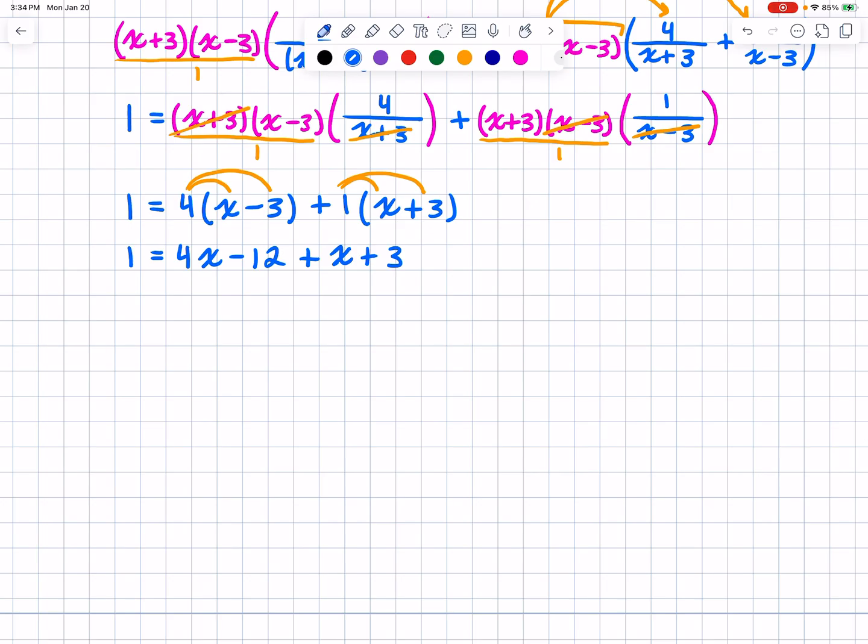So I'm just going to combine like terms on the right-hand side. So I have 1 equals, I have a 4x and a regular x. So 4x plus 1x is 5x. So 1 equals 5x. And then I have a negative 12 and a 3. So negative 12 plus 3 is negative 9. So I have 1 equals 5x minus 9.